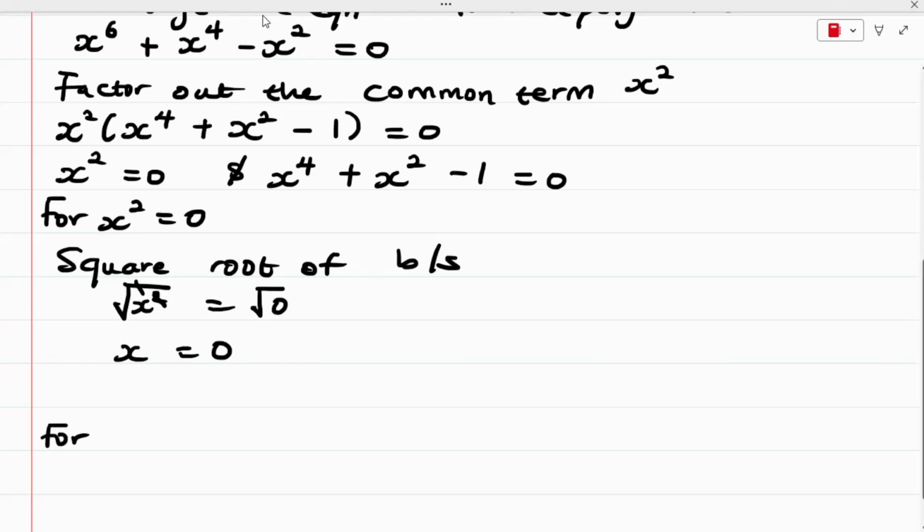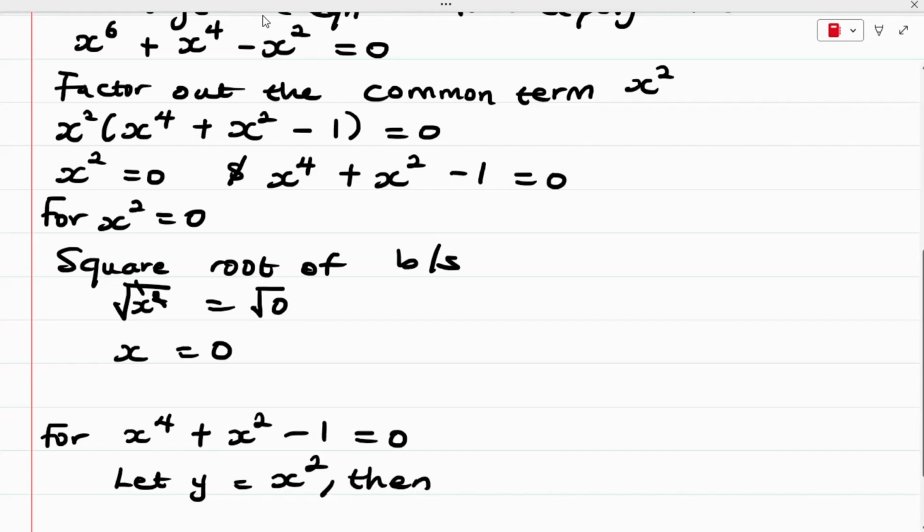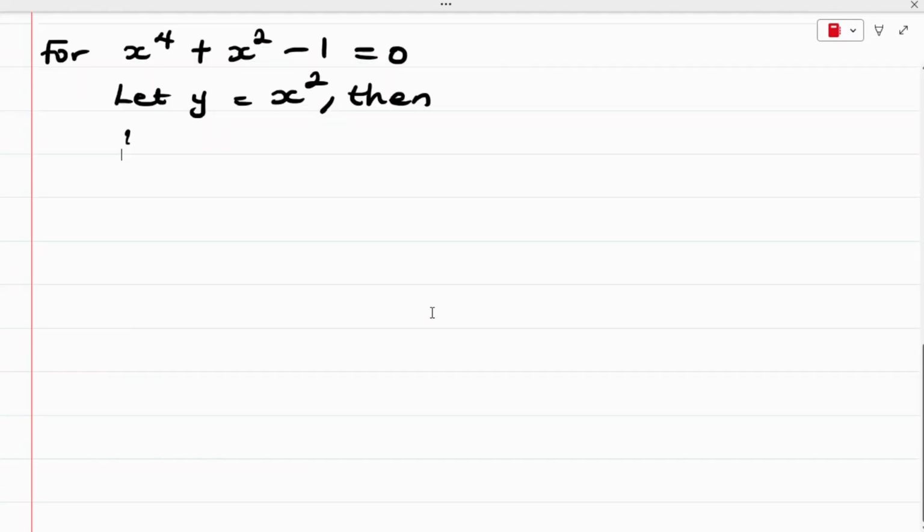So let's simply solve x to the power of 4 plus x to the power of 2 minus 1 is equal to 0. All we have to do is say let y be equal to x to the power of 2. Then this equation is going to become y squared plus y minus 1 is equal to 0. So right here, we want to solve by using the quadratic formula.